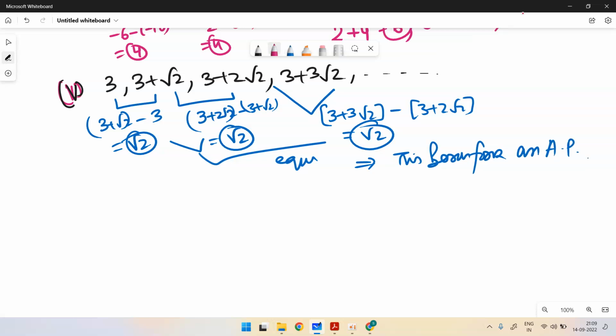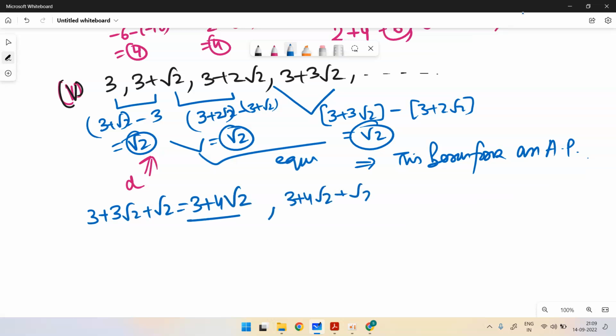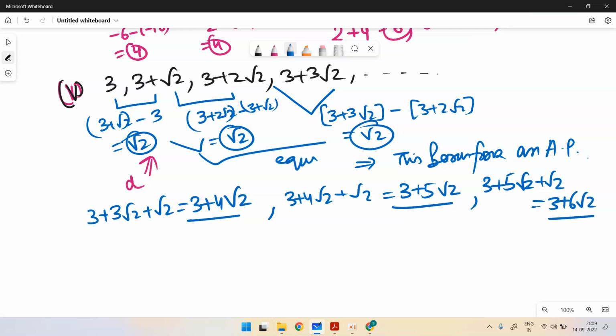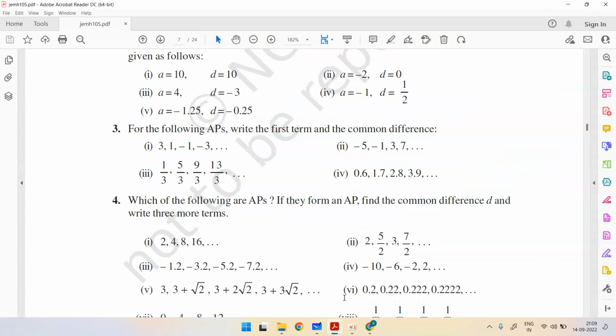What are the next three terms? The common difference d is root 2. So the next three terms will be 3 plus 3 root 2 plus root 2, which is 3 plus 4 root 2. After that, 3 plus 4 root 2 plus root 2 is 3 plus 5 root 2, which is my next term. And my final term will be 3 plus 5 root 2 plus root 2, which is 3 plus 6 root 2. So the next three terms are 3 plus 4 root 2, 3 plus 5 root 2, 3 plus 6 root 2, which is the answer.